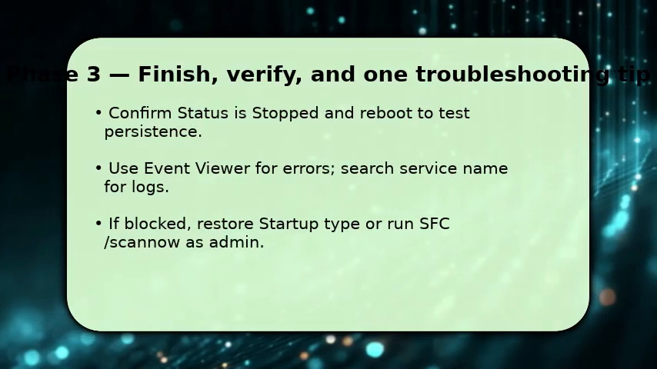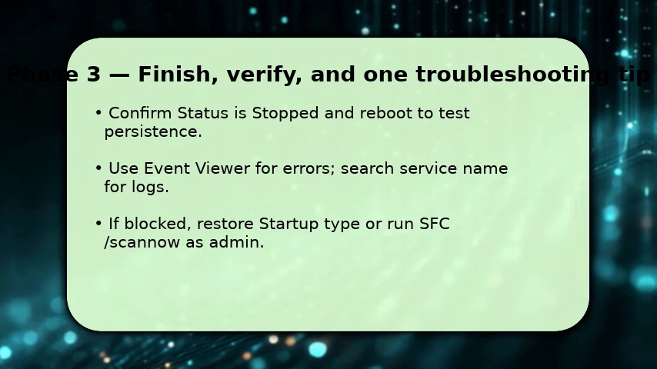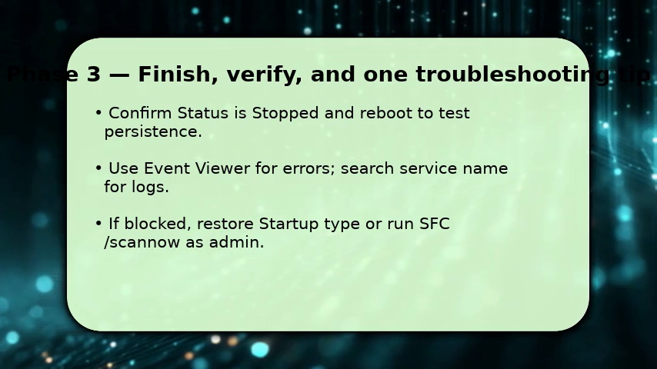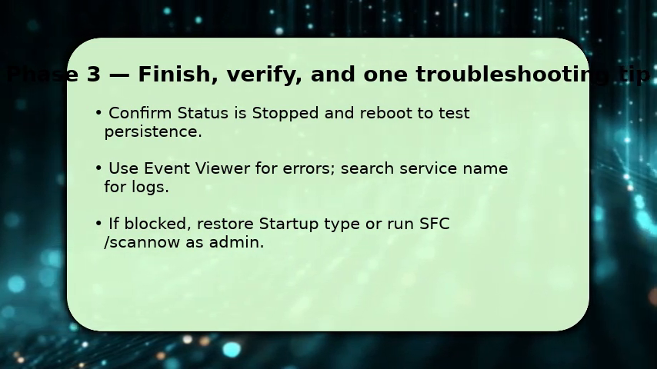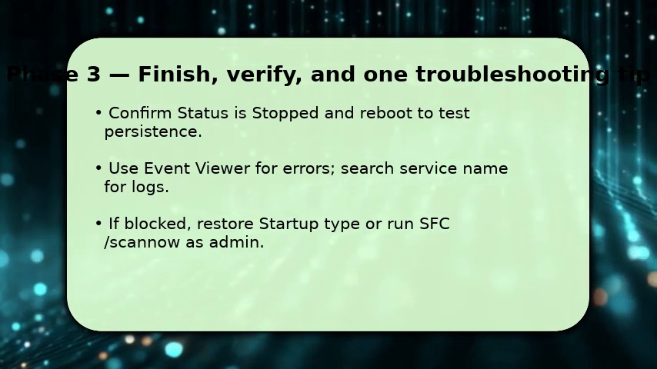After stopping and changing startup type, reboot to confirm the service stays stopped. This proves the change persisted. If the service restarts or fails to stop, open Event Viewer, filter by the service name, and read error details to diagnose why Windows restarted it.